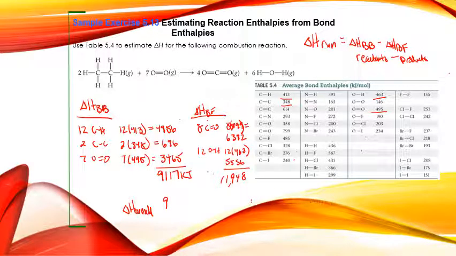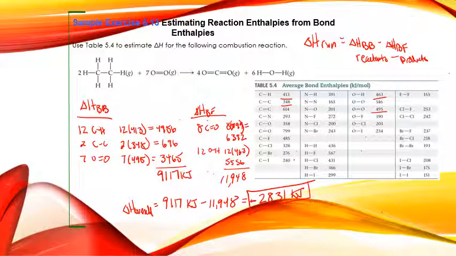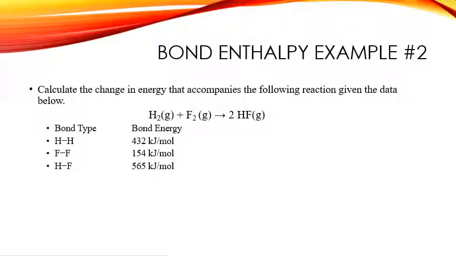So I would just simply take for the delta H for the overall reaction. Sorry, I should have worked this one out first. I have 9117 kilojoules, subtracting 11,948. And that one I should be able to do in my head. I'm going to do a negative 28 and then 31. So negative 2,831 kilojoules. All right, so I almost kept it under 30 minutes, really close.